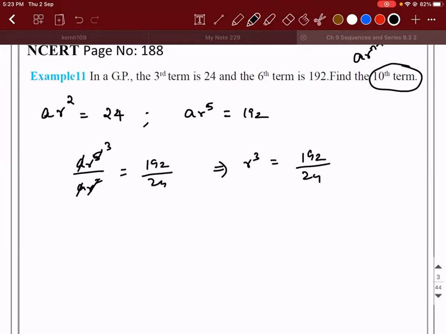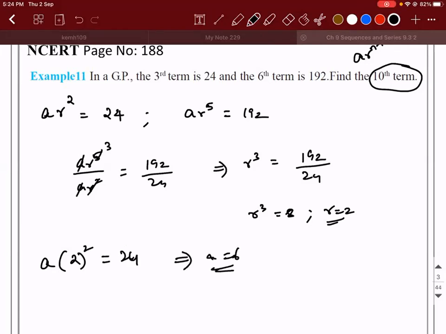Tell me now. 8, sir. R cube is 8, so R is 2. Okay, when R is 2, take and substitute it in any one of the equations. So A into 2 square will be 24. So A should be 6. Now can you find the 10th term?